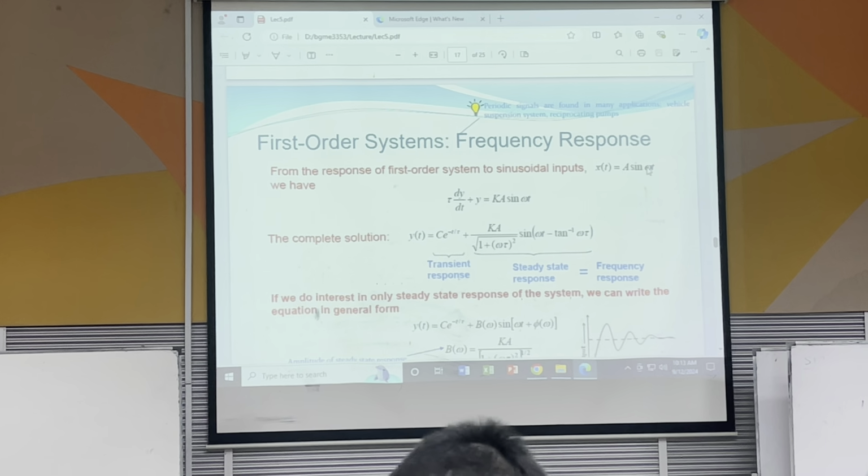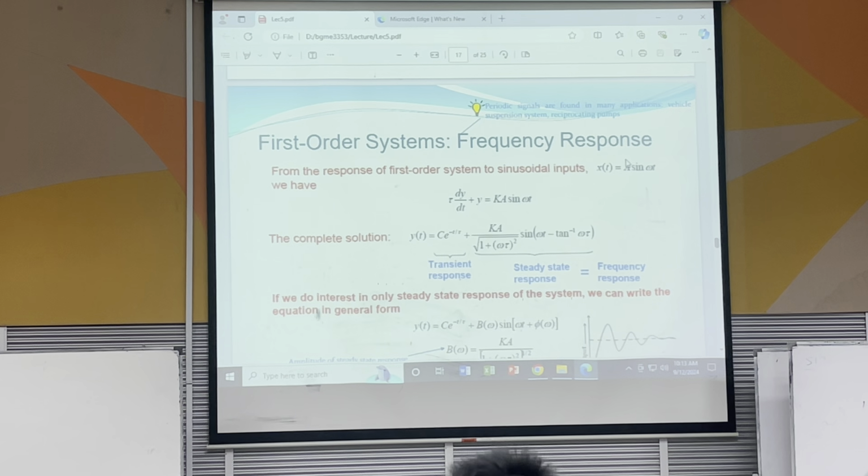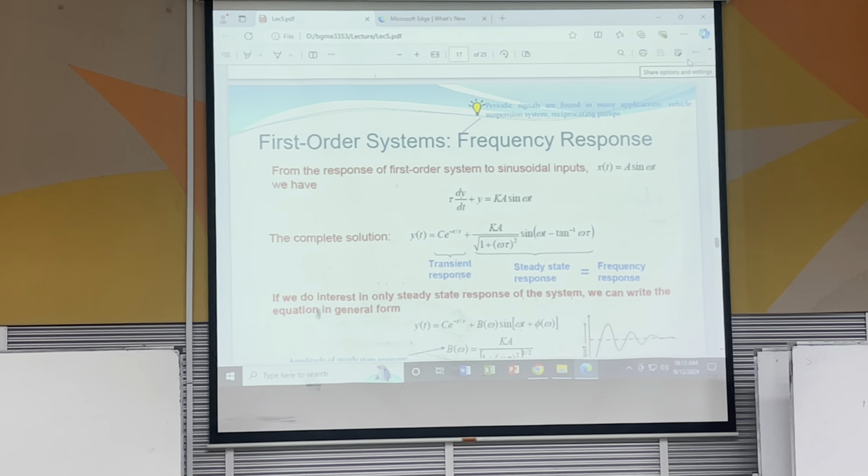Omega equals to 2 pi f. This one is not given in the exam. So if you see omega, you should have the memory. This is 2 pi f, right? Periodic signals are actually found in many applications, for example vehicle suspension system or reciprocating engines, right?